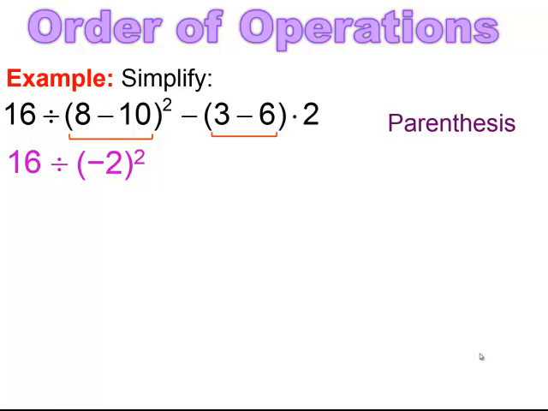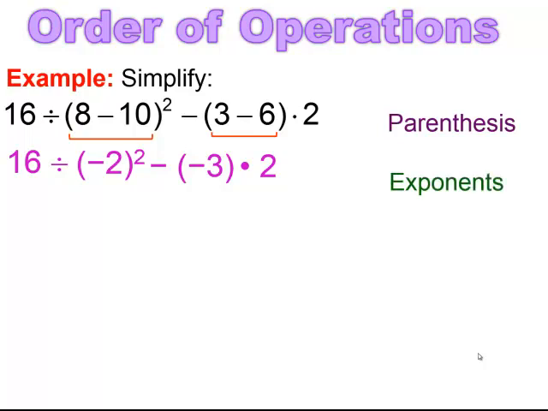8 minus 10 is a negative 2. I'm leaving it in parentheses because if you don't, we have a difference between the parentheses negative 2 and a negative 2 with the square on it. And then I have minus, and then notice 3 minus 6 is a negative 3. So I'm leaving it in parentheses times 2. So it's important that we work order of operations and think step by step as we're working it.